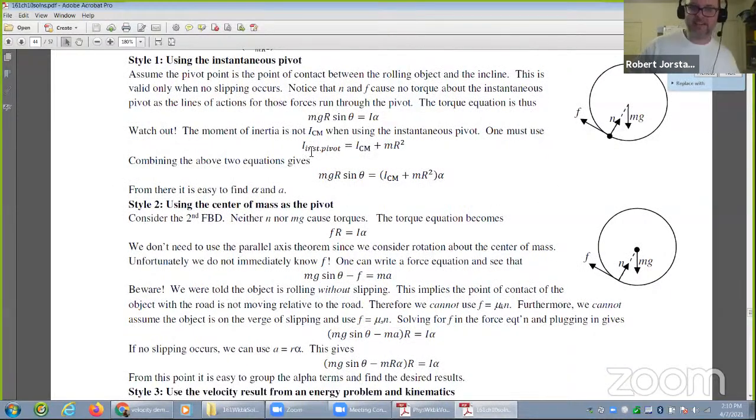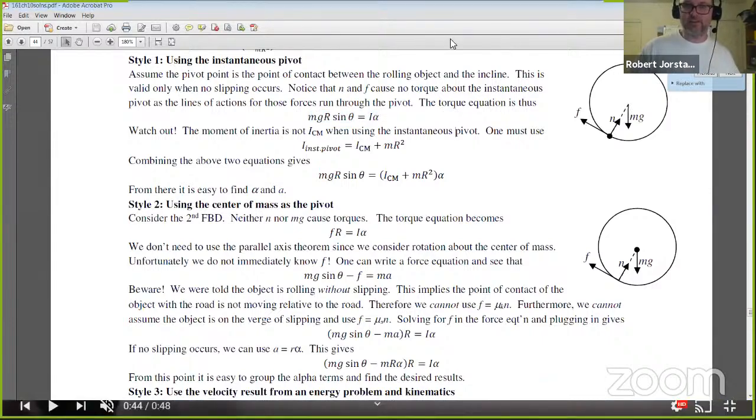If we use the instantaneous pivot, this is the torque equation. Now, wait a minute. How is this going to match up? Look at these 2 equations. Compare this equation to this equation. They look totally different. How are these going to get the same answer? Parallel axis theorem. If you're not groaning right now, you're not a human being.